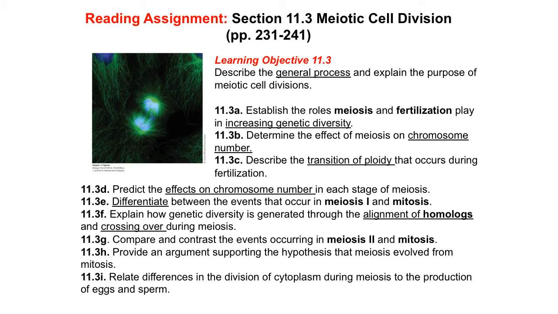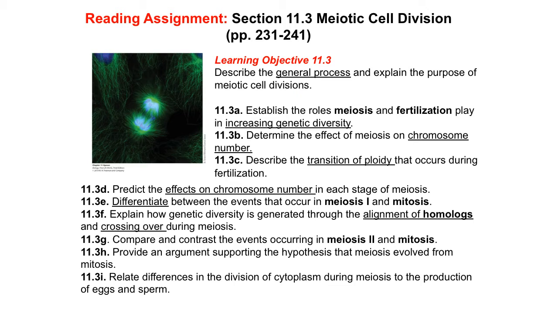So the next sub-objective would be to differentiate between the events that occur in meiosis 1 and mitosis. Next, to explain how genetic diversity is generated through the alignment of homologs and crossing over during meiosis. So, an important concept that you need to understand here is again the concept of homologous chromosomes and what is the significance of crossing over during the meiotic cell division.